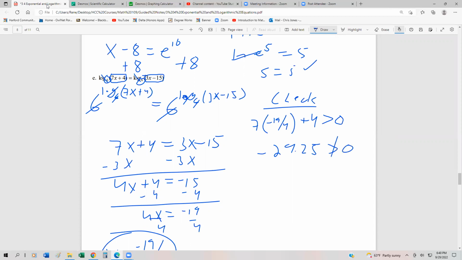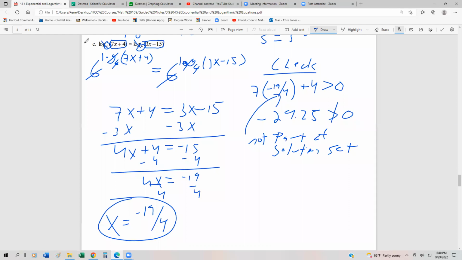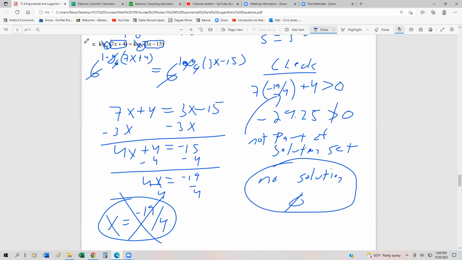So unfortunately, what that means is that this is not part of the solution set. And that means that the answer is actually going to be no solution, or 0 with a slash through it. So not every logarithmic equation does have a solution. Sometimes they're outside the bounds, and unfortunately, when that happens, then we get no solution.